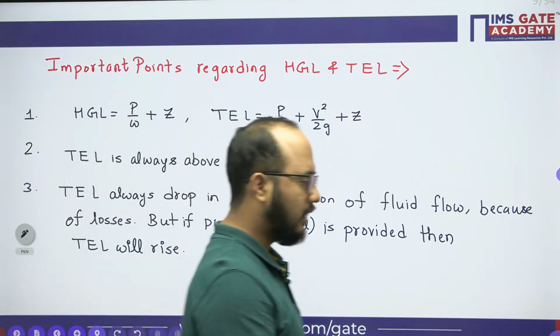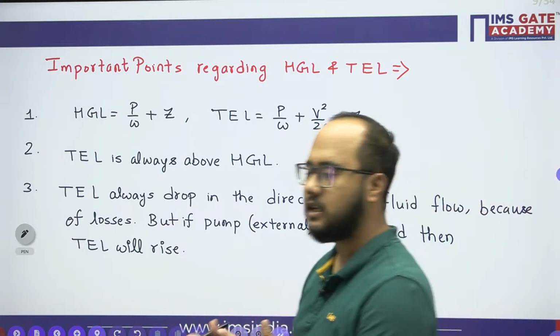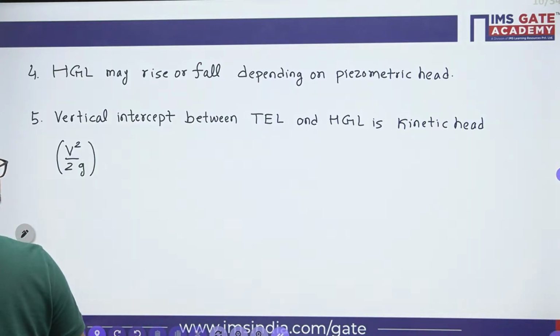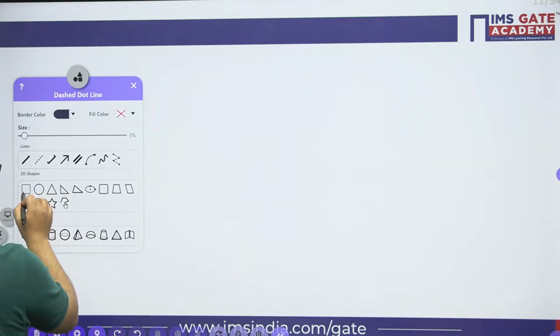Correct. Now I will ask you regarding the HGL and TEL based on the cross sectional change in the pipe, right? Okay. Now see, let's suppose there is a pipe here.